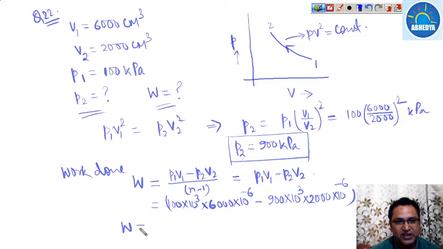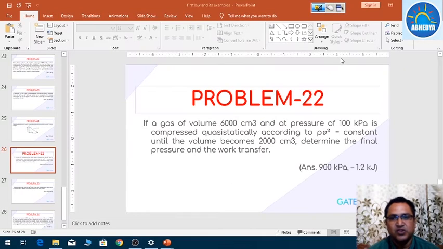So once you calculate it, this 3 cancels out, so this is 600 minus, this 10 raised to the power 3 and 10 raised to the power 6 cancel, 1800, that is minus 1200 joule. So minus 1200 joule, this negative sign shows that work is done on the system. So the answer is minus 1200 joule or minus 1.2 kilojoule.